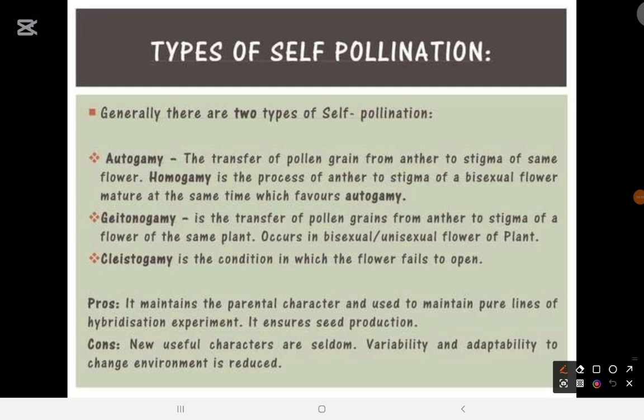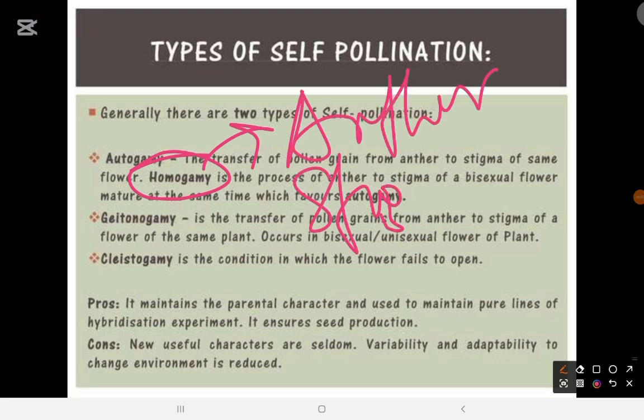Now, the condition that makes this autogamy most likely to occur is called homogamy. What that means is this: the anther and the stigma ripen at the same time. That is one of the conditions that favor autogamy, because if they don't ripen at the same time, the transfer of pollen grains from the anther to the stigma of the same flower will not yield success if only one of the structures has matured without the other being matured.